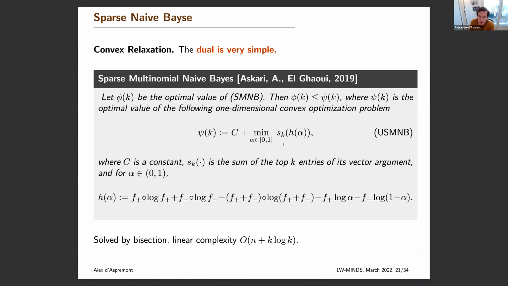It can be solved by bisection, for example, and the complexity is actually linear in the number of variables n, because it's equal to n plus k log k, where k is the cardinality target, right? Which means that solving the relaxation has roughly the same complexity as solving for the original model. So from a computational perspective, you get sparsity for free here, and that's important. So second, we have this relaxation, it can be solved very efficiently. Now the second question is, is the result any good?